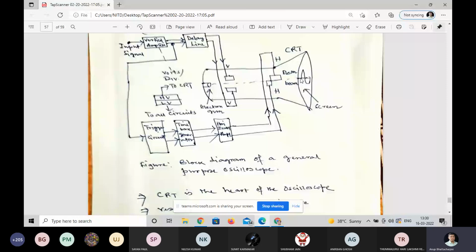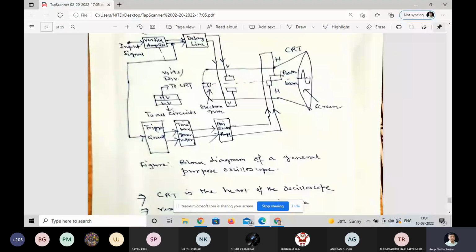Now, while traveling from its source to the screen, the electron beam passes between a set of vertical deflection plates and a set of horizontal deflection plates. You are seeing from the diagram. Voltages applied to the vertical deflection plates can move the beam in the vertical plane, and the CRT spot moves up and down. Accordingly, voltages applied to the horizontal deflection plates can move the beam in the horizontal plane, and the CRT spot moves from side to side.